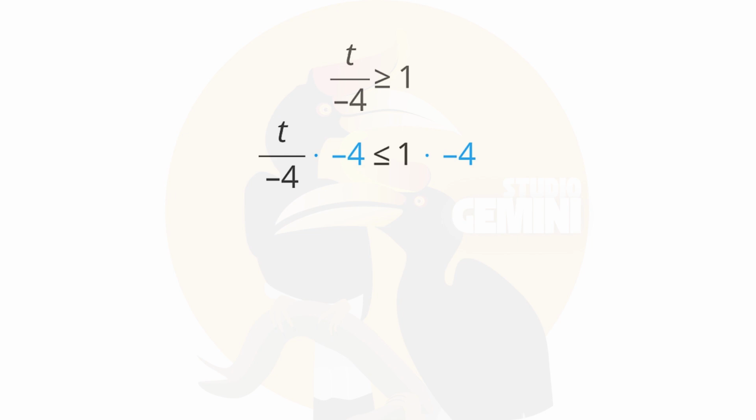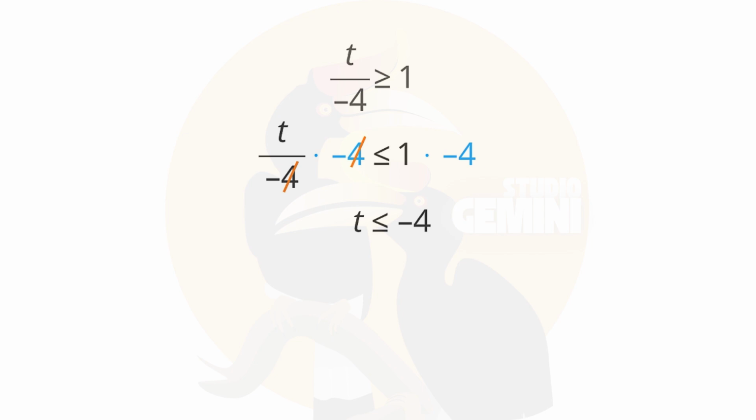Now we can simplify. On the left, negative 4 divided by negative 4 is 1, so the negative 4's cancel out and give us t. And on the right side, 1 times negative 4 is negative 4. This gives us t is less than or equal to negative 4.